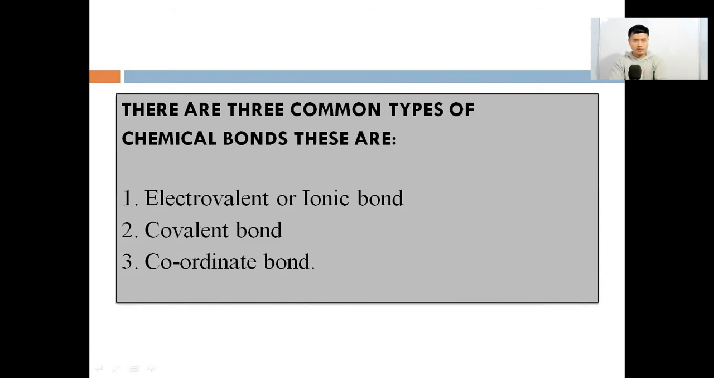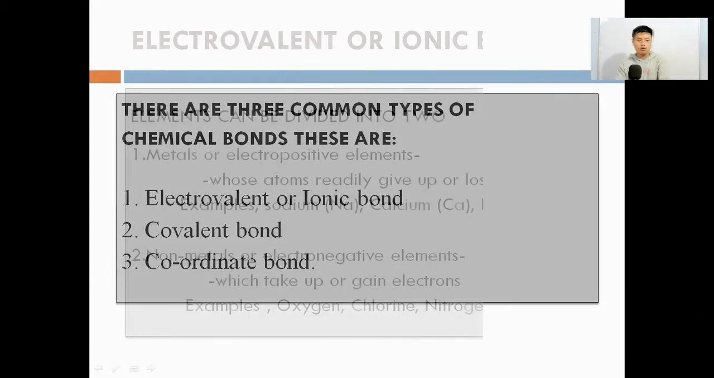There are three common types of chemical bonds. When atoms combine, they form different types of bonds. First, we have the electrovalent or ionic bond. Second, the covalent bond. Third, the coordinate bond. In today's class, we learn about the electrovalent or ionic bond.